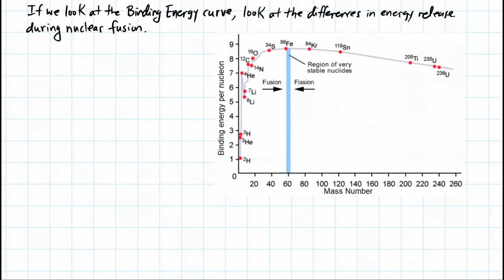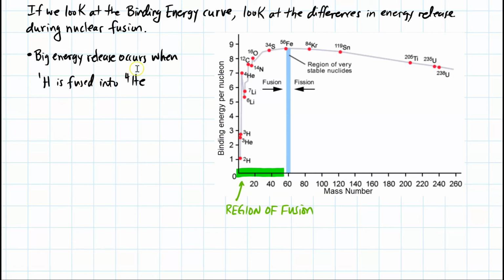We can understand why a star becomes unstable as it starts to burn heavier nuclei by looking at the binding energy curve. And what we want to look at is differences in energy released during nuclear fusion. So nuclear fusion only occurs to the left of the blue line. The biggest energy release occurs by fusing hydrogen, which is at 0, all the way up to helium-4.